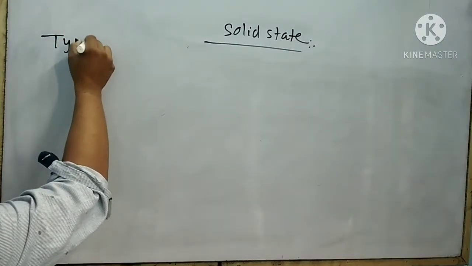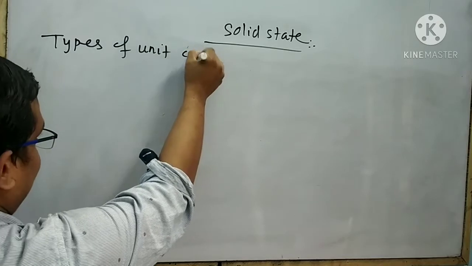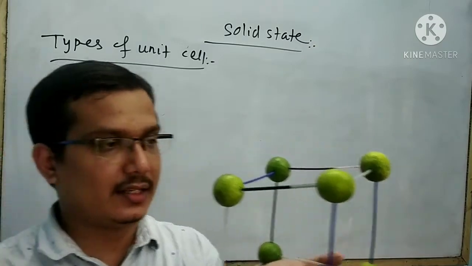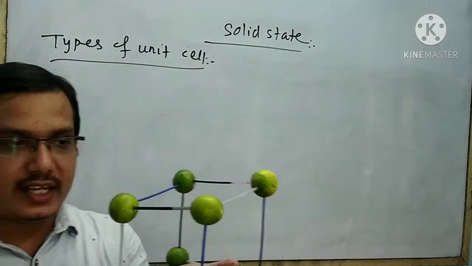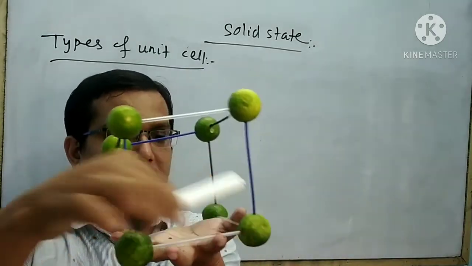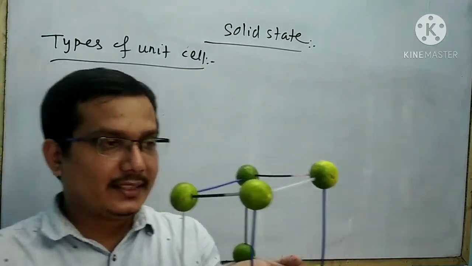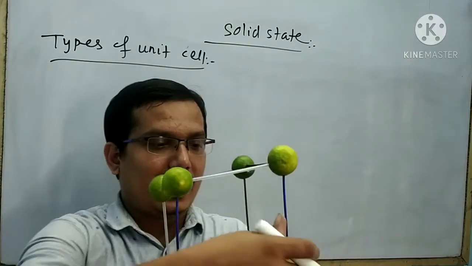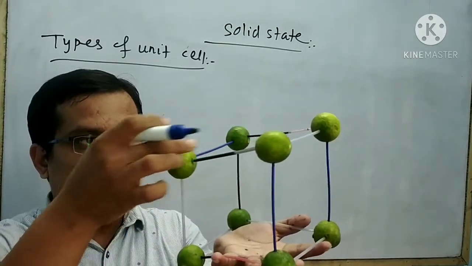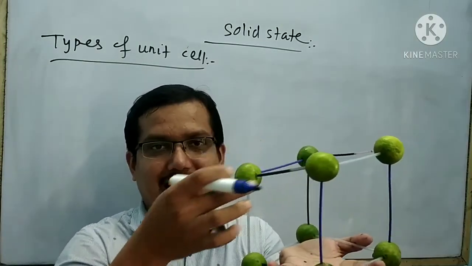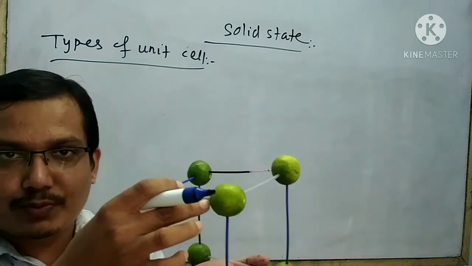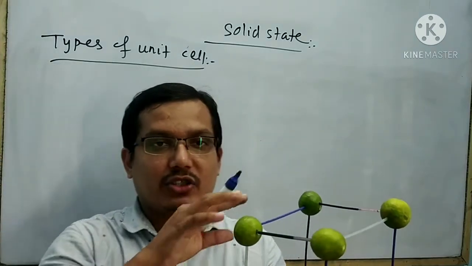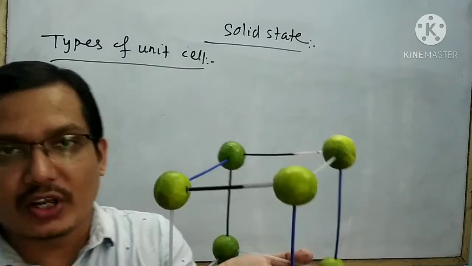Next I will discuss the types of unit cell. Suppose this is your unit cell. Look at that. If in this unit cell these are the lattice points, in case of molecular crystals, these lattice points are occupied by molecules, and the force of attraction by which these molecules are held together must be a weak van der Waals force of attraction or hydrogen bond. Such types of crystals are said to be molecular crystals.